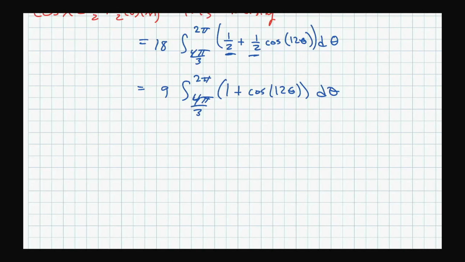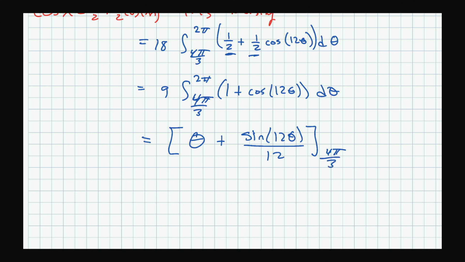Now let's do this integral. So the antiderivative of 1 d theta is theta. Antiderivative of cosine 12 theta: you don't really need substitution, although you could use it. Remember, the 12 is just going to make you divide by 12. And then we go 4 pi over 3 to 2 pi.